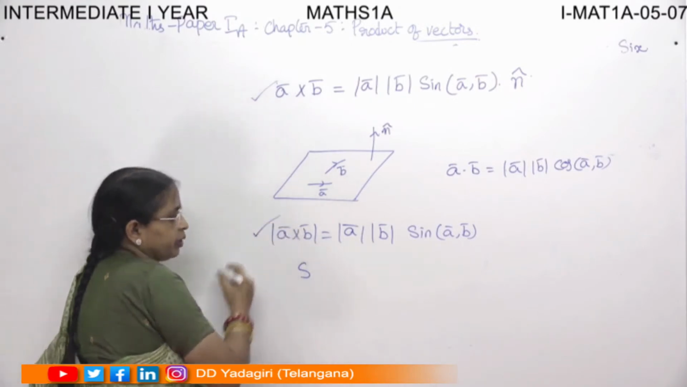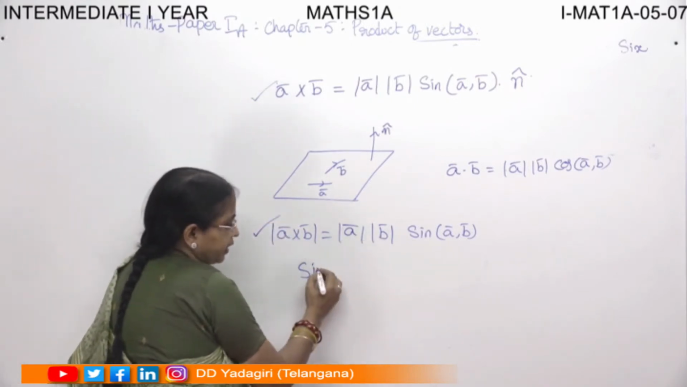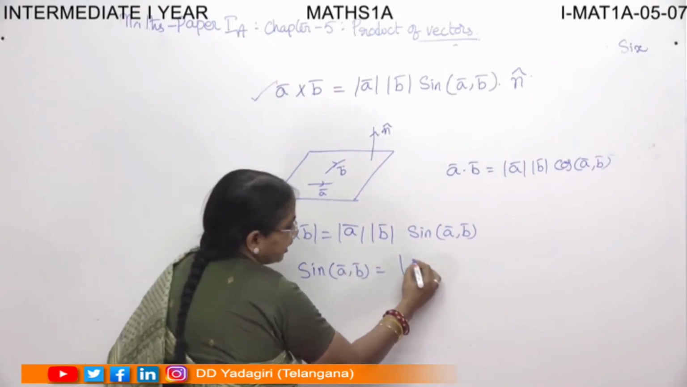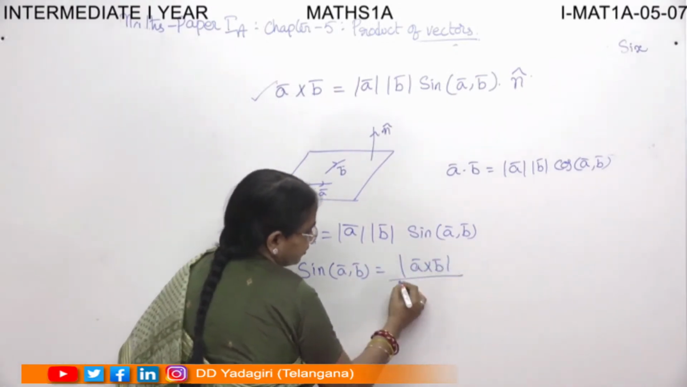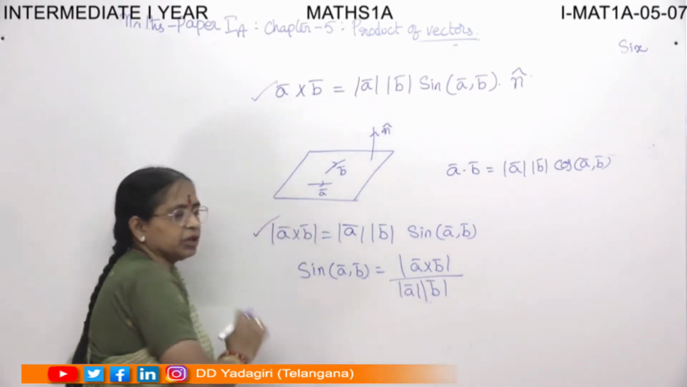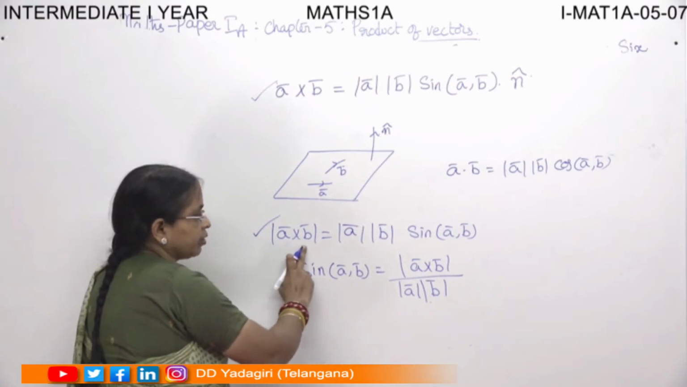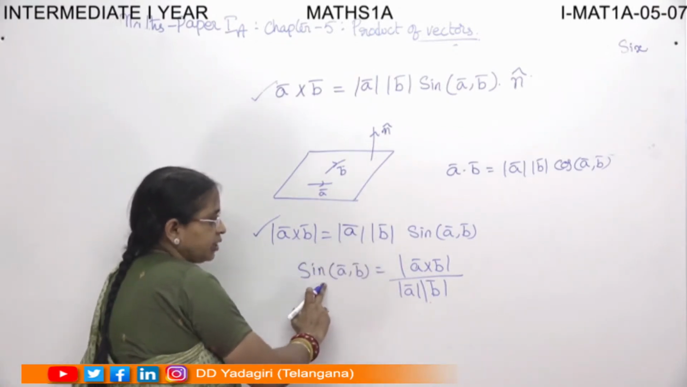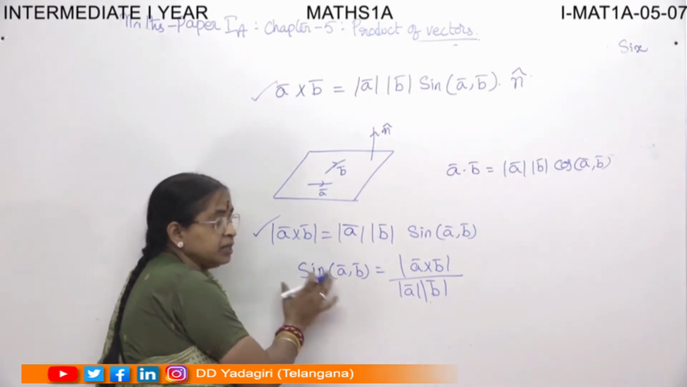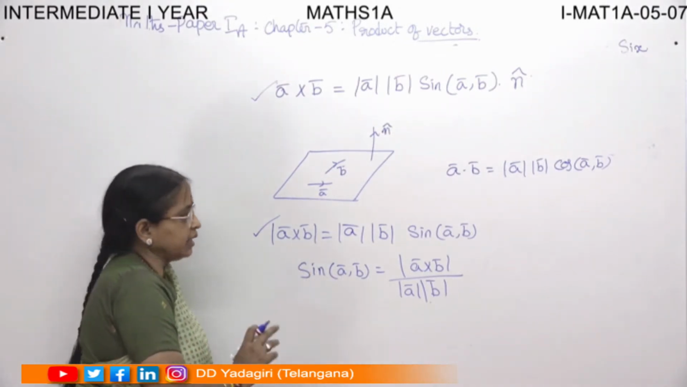This is another formula. From this you find the sine of the angle between A and B as mod of A cross B by mod A into mod B. So this formula also you have to learn. There are some problems where you will find the sine of the angle between two vectors A and B.